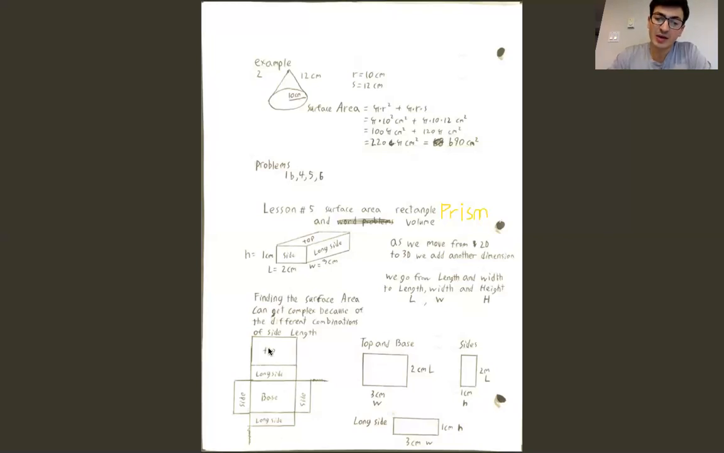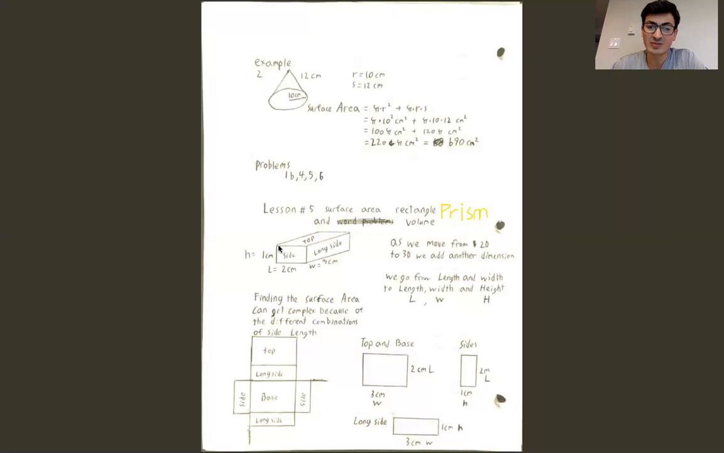And we can see we have 3 different rectangles here. We have the sides that are going to be the same. We have 2 side rectangles. We have 2 long side rectangles. And we have 2 top and base rectangles that are going to be the same. So I've broken this down into 3 rectangles, where we have the top and the base, and these rectangles are going to be the same.